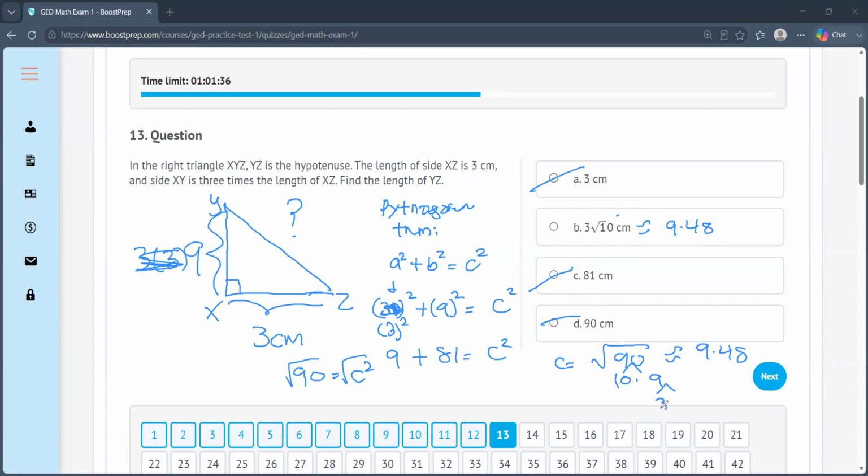And 9 can be broken down as 3 and 3. And then do the same thing with 10. What 2 numbers multiply to 10? 5 and 2. And then 5 and 2 are primes, so circle them.